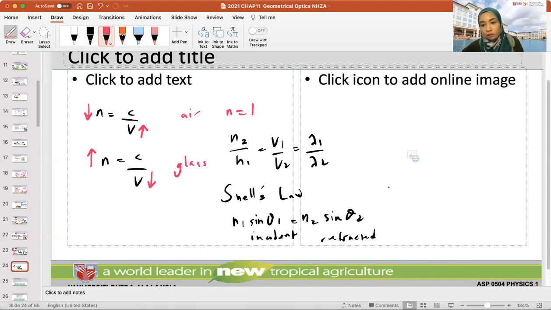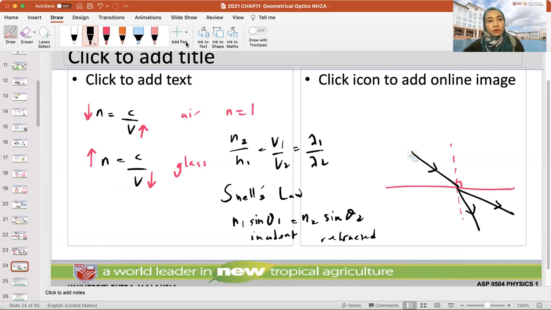So how do we draw the boundary? Just draw a straight line. The normal will always be perpendicular to the boundary, and you have rays of light. You can either move towards the normal or away from the normal, and the angle is labeled with respect to the normal. Okay, so if this is the angle, that is your angle. Okay, so that is it.